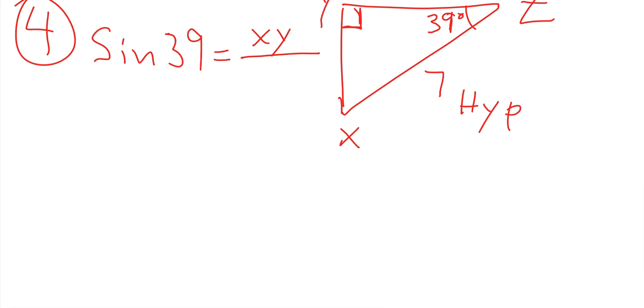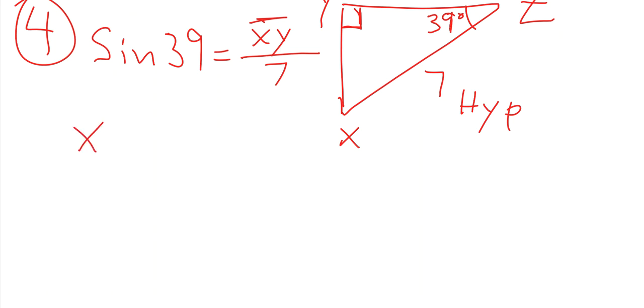Now, it's easy to get confused because when we say xy, we mean segment xy. It's not x times y. We're naming the side of a triangle. So sine of 39 is opposite, which is segment xy, over hypotenuse, over 7. How do you solve this thing for the segment xy? You just multiply both sides by 7, okay?